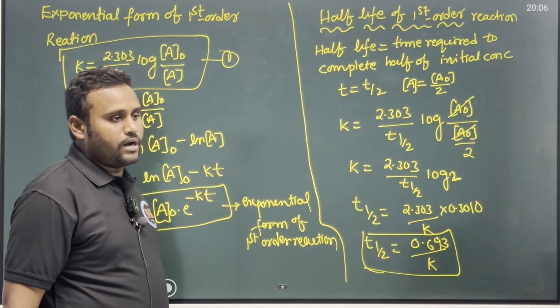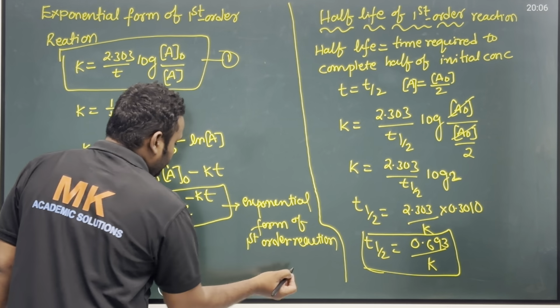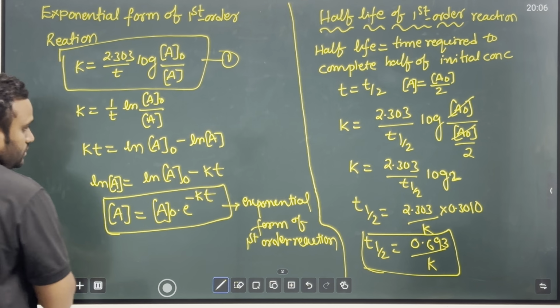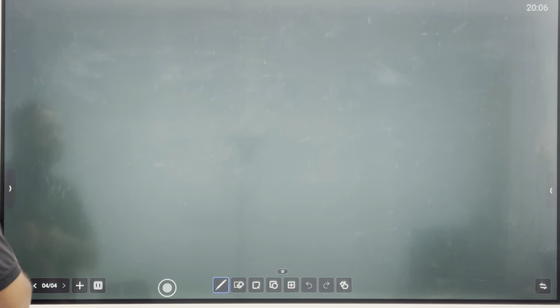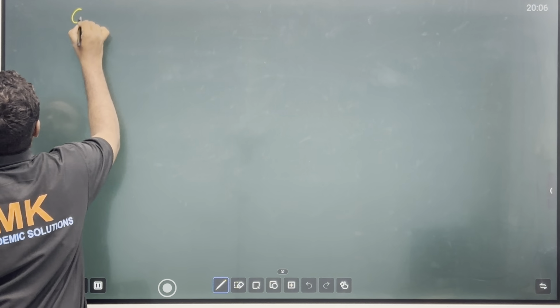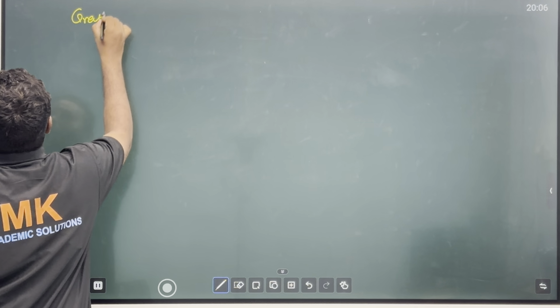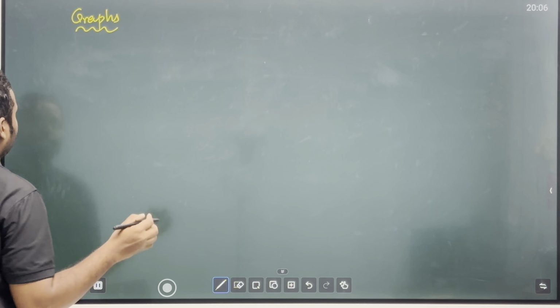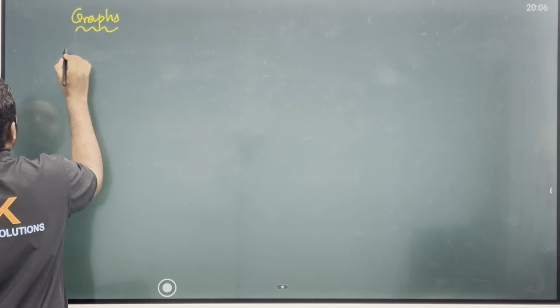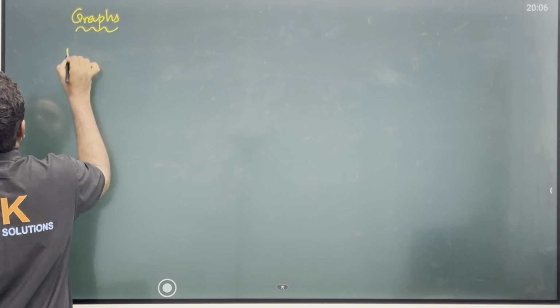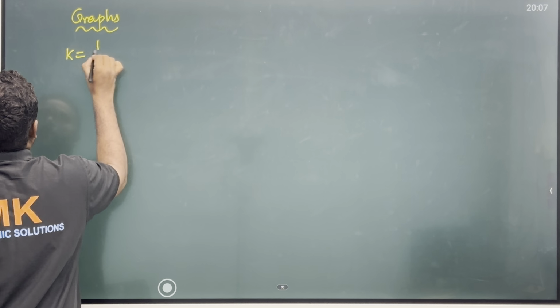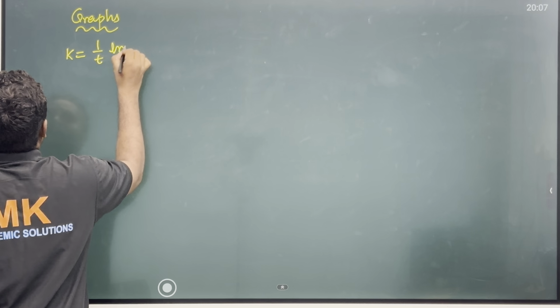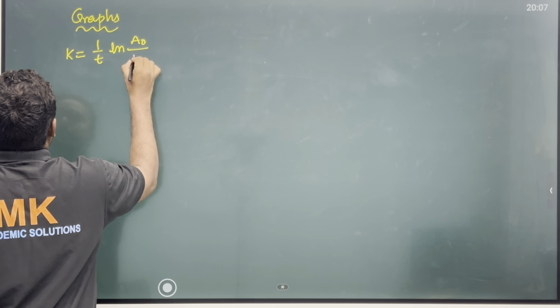Next we go to the graphs related to first order reactions. We will see the graphs of first order reaction. See here, we know the first order reaction: K is equal to 1 by t ln A naught by A.